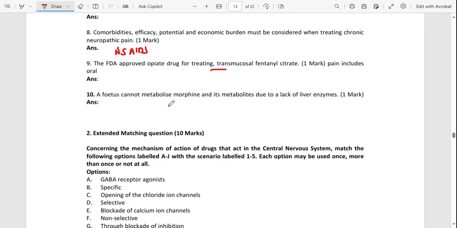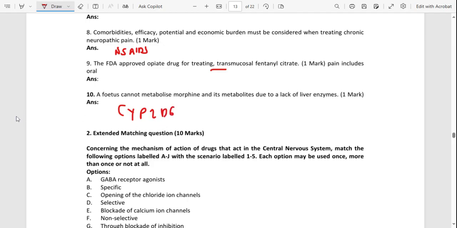A fetus cannot metabolize morphine and is metabolized due to the lack of which enzyme? So there is a cytochrome P2D6, CYP2D6.